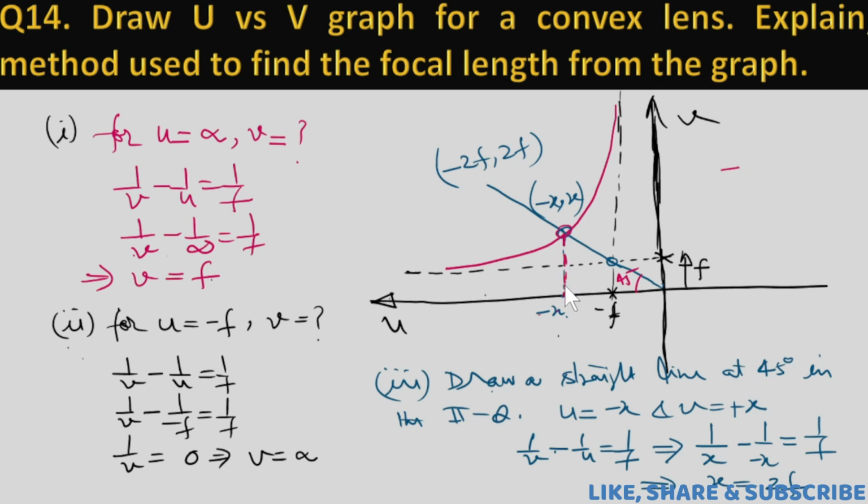Draw the perpendicular. This point is minus 2f. Say minus 2f is equals to minus 20. Then f will be equals to plus 10 centimeter. This will be the focal length of the lens.